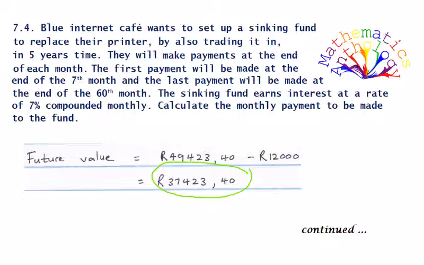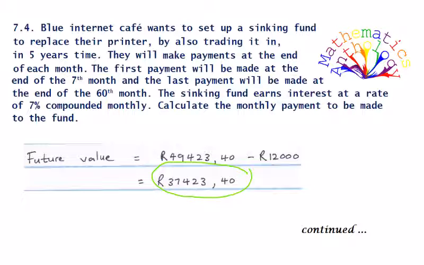So we need to find out what the future value payment is going to have to be. This is what a new printer would cost in 5 years' time, subtract what our printer would be worth in 5 years' time. So we worked out the cost of a new printer in 5 years before, and that was 49,423 and 40 cents. And we're going to subtract what our printer will be worth in 5 years' time. That was 12,000 Rand that was given initially. So our future value to save would be 37,423 and 40 cents.